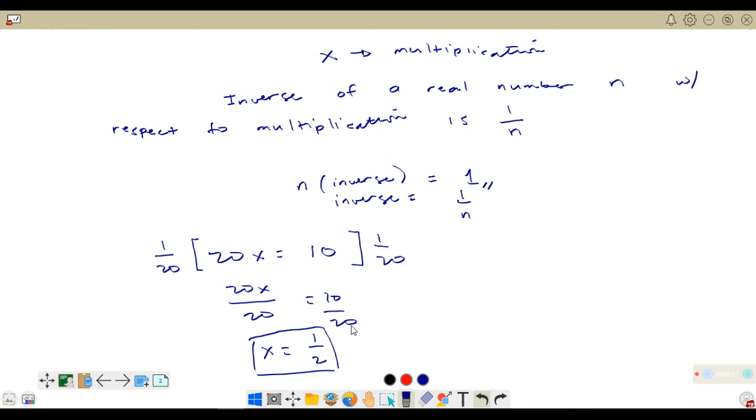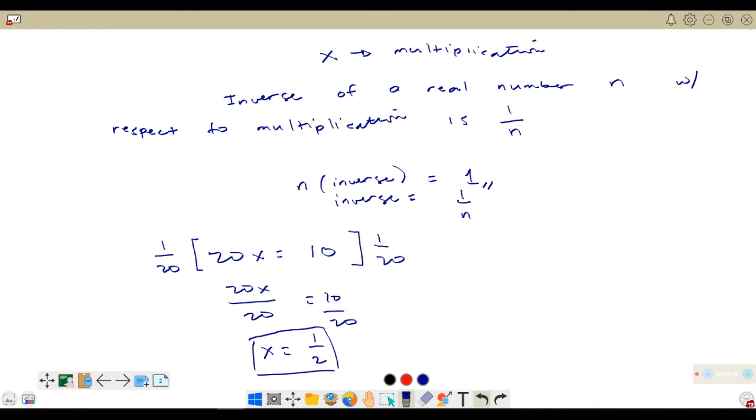And this is the same as the division property of equality. You are applying the operation division, but actually, you are applying multiplication first. And that is multiplication by the reciprocal of your number to be eliminated. Number to be eliminated is 20. The reciprocal of 20 is 1 over 20. We applied the operation multiplication, which eventually led us to the operation division.